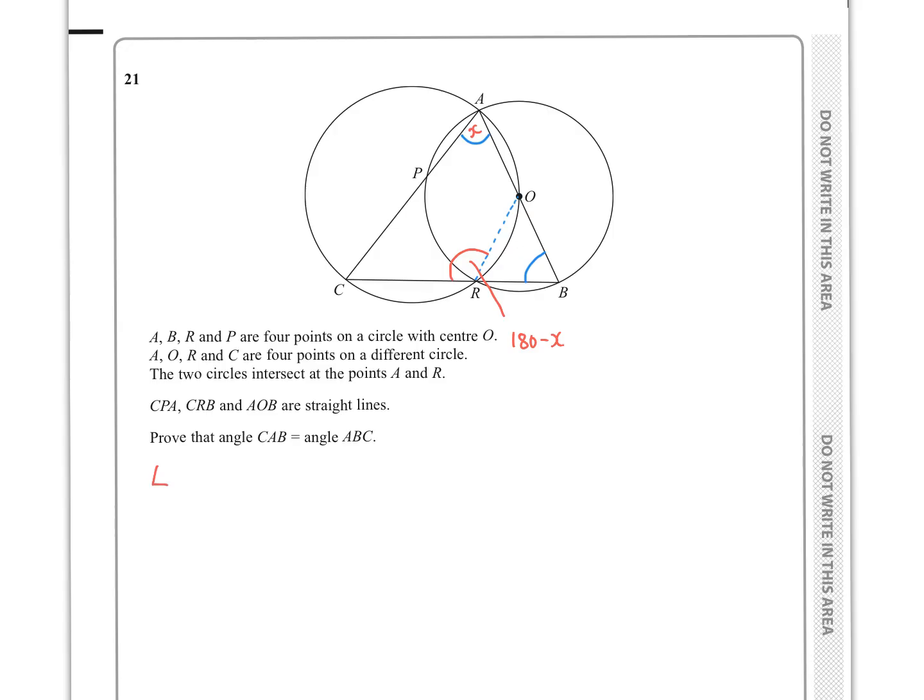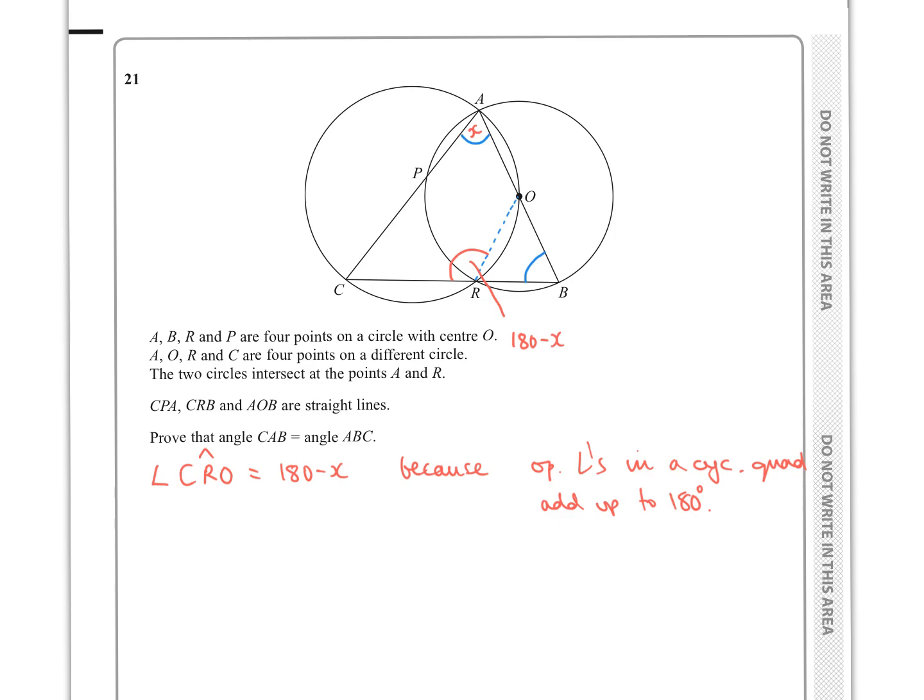So I'm going to write angle CRO is 180 minus x, and that's because opposite angles in a cyclic quad add up to 180 degrees, and if this one was x, then this is going to be 180 minus x, because 180 minus x and x is 180. So that's step one.